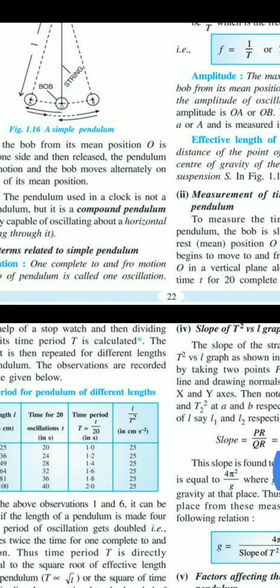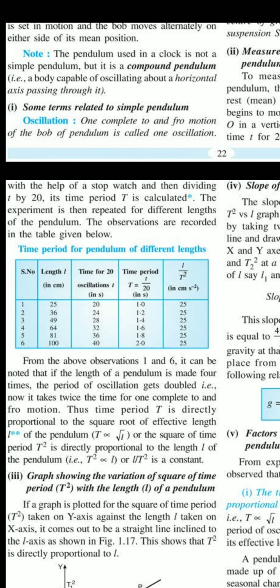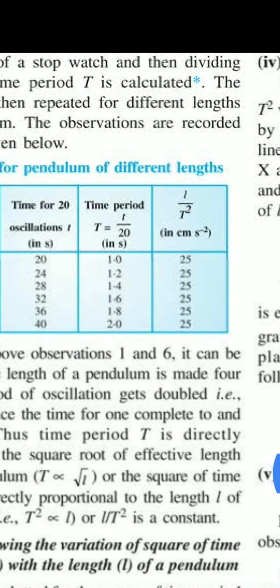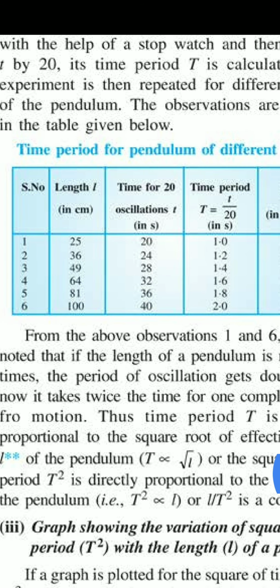Then how do we measure the time period? We suspend such a simple pendulum, and then we oscillate it and measure the time taken for 20 oscillations. So here, see the first reading, the length was 25 centimeter and the time taken was 20 seconds. Then we increase the length of the string and again measure the same for 20 oscillations.